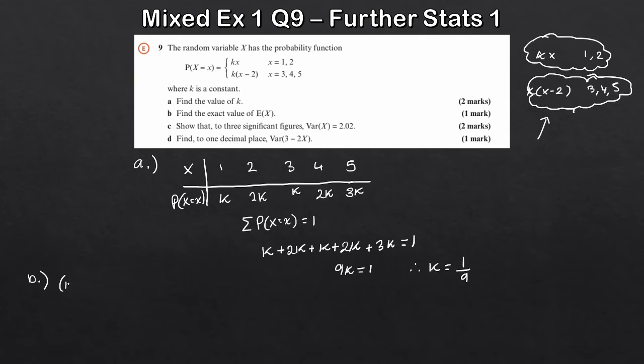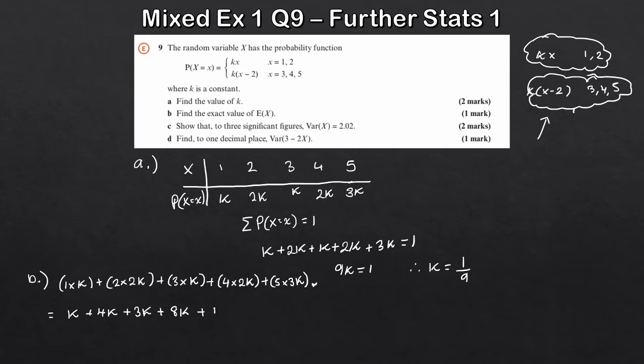So it's 1 times k plus 2 times 2k plus 3 times k plus 4 times 2k plus 5 times 3k. This should be equal, in fact we don't know what this should be equal to yet, so let's work this out. So that's k, that's going to be 4k, 3k, 8k, and then finally 15k. So I've just literally done all my multiplications here, and these are the respective values. That should be a k though, 15k.